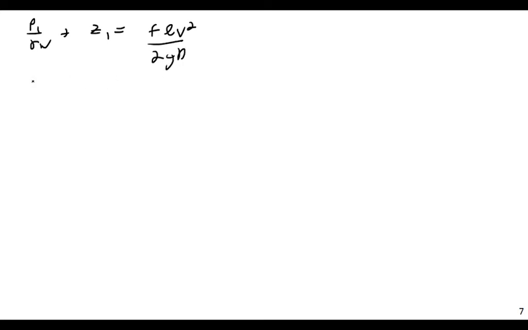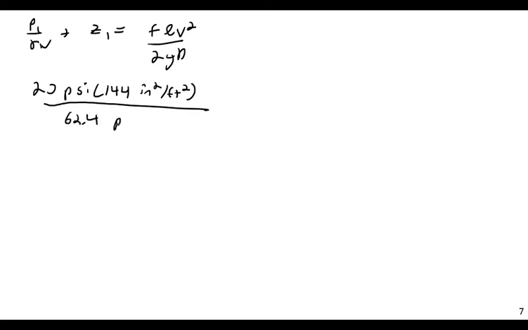So plugging in terms, 20 psi times 144 square inches per square foot, divided by gamma water, which is 62.4 pounds per cubic foot. Now, let's consider this. We're going to end up with a very interesting equation here. This is going to be slightly disturbing, but we'll get it. Plus 150 feet equals f times 2,000 feet for our length of pipe.